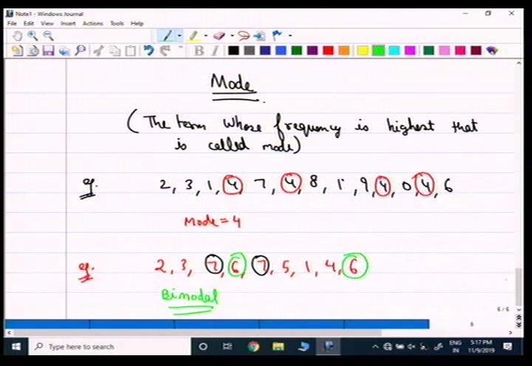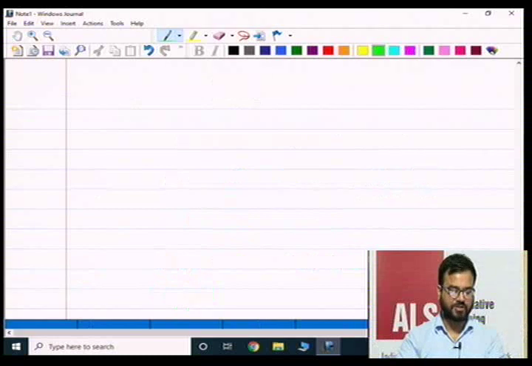Finding the mode when discrete data is given is very easy. Today we have to learn how we can find the mode when the data is given in continuous form, in class interval form. Again, it is a formula based question. So let us start directly with the question itself.